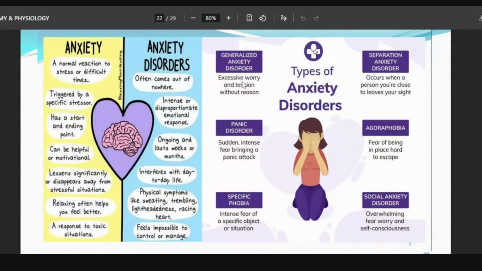Panic disorder is a type of anxiety disorder, but in this, what happens? Suddenly, all the trembling, heart racing, and BP will shoot up. It will happen for a very small time. ये छोटे टाइम के लिए होता है, लेकिन बहुत ज्यादा सीवियर होता है. The person feels breathless, feels like he or she cannot do anything, and they feel collapsed.